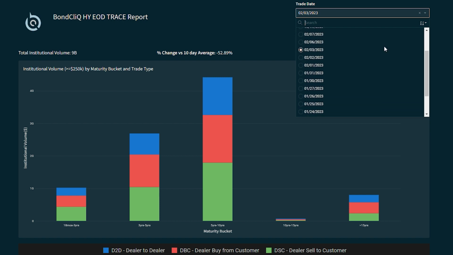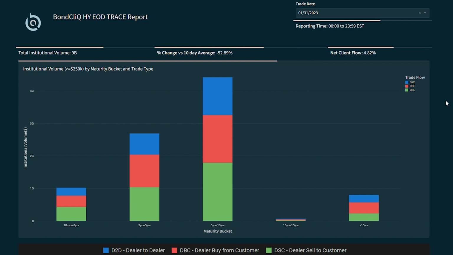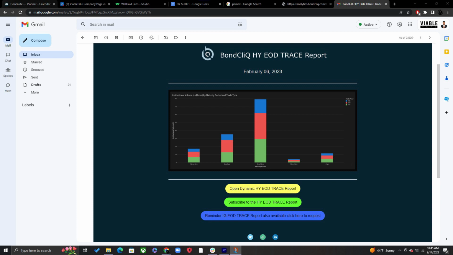Use the drop-down function to choose a date to automatically load the end-of-day report for any of the last 20 trading days.